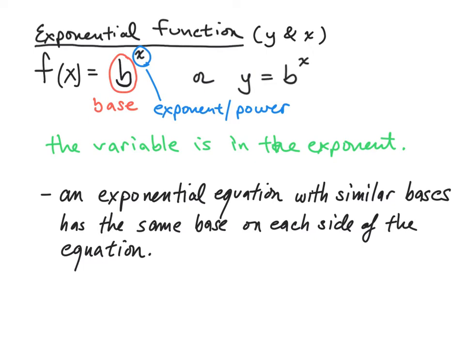So very quickly, on a different note, an exponential equation with similar bases, I may also use the word like bases, has the same base on each side of the equation. And even better, I'm just going to say this, I'm not going to write it, there will only be one base on each side of the equation. So we can only have similar or like bases if there's only one base on either side of the equation. That'll make more sense in about 7 or 8 more slides.